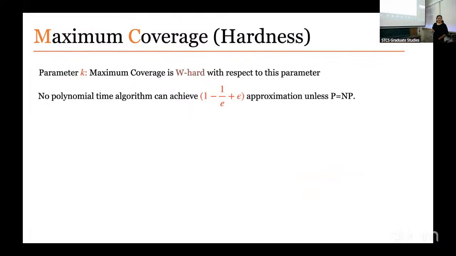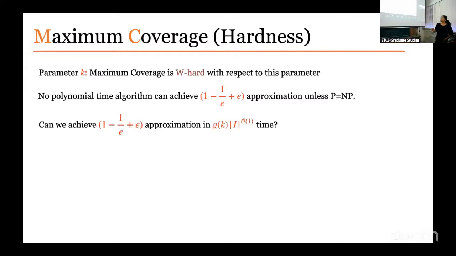Now in terms of hardness, we know that with respect to parameter K, the problem is hard. In polynomial time, I cannot achieve such kind of approximation, right? So the next question is, can we merge these two worlds? Can we achieve a 1 minus 1 by e plus epsilon approximation in FPT time? FPT in K. Here also the answer is no. Even this we cannot hope for.